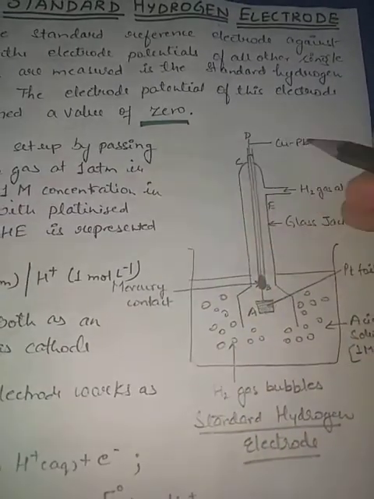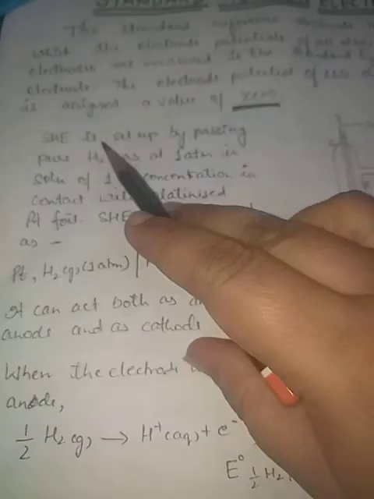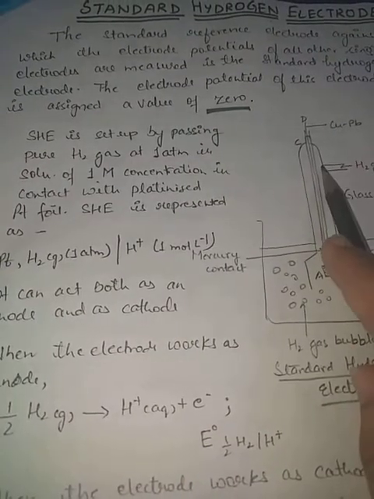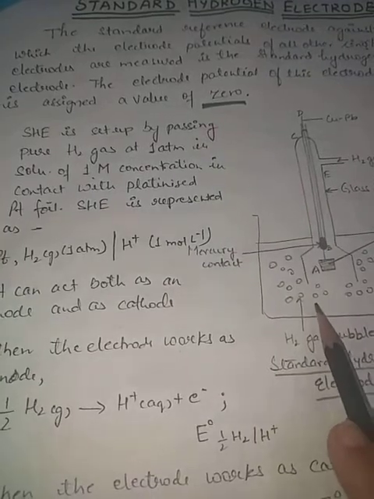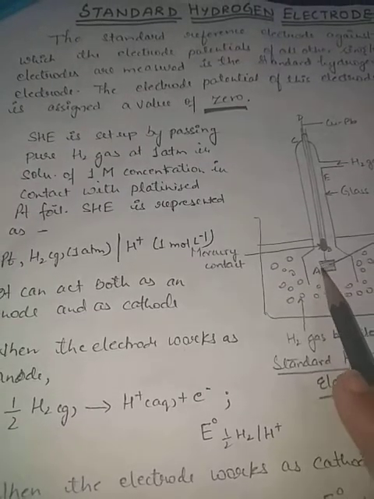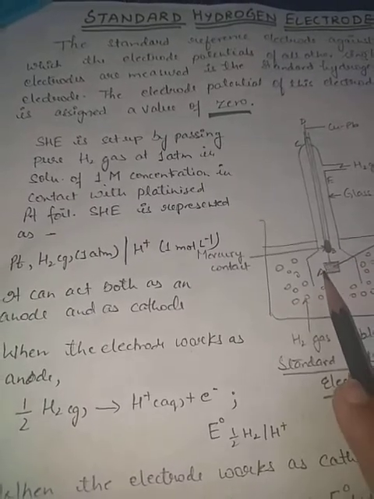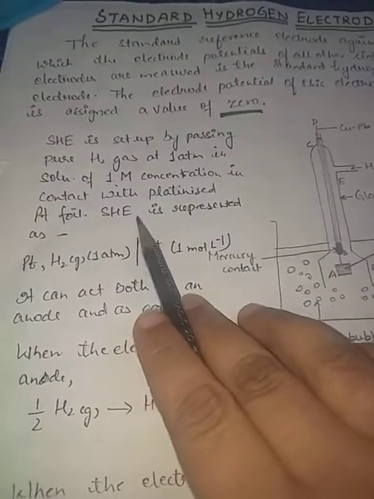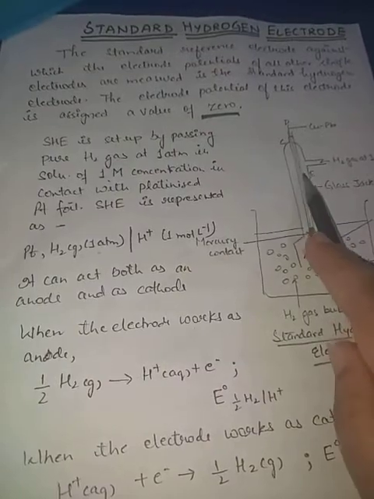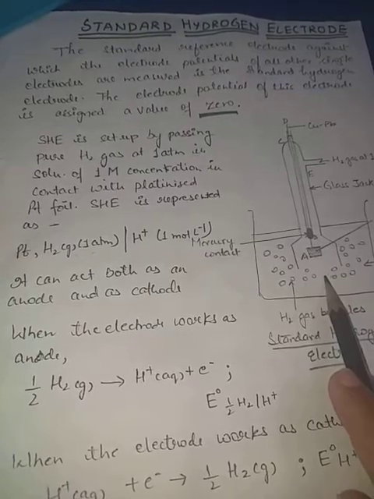So this is the standard hydrogen electrode, and it is set up by passing pure hydrogen gas at 1 atmosphere into a solution of 1 molar concentration, in contact with the platinized platinum foil. Platinum foil is around it, and it is platinized. The standard hydrogen electrode is represented as Pt, H2 gas at 1 atmosphere, then an oblique line, H plus, where the H plus concentration is 1 mole per liter, or 1 molar.